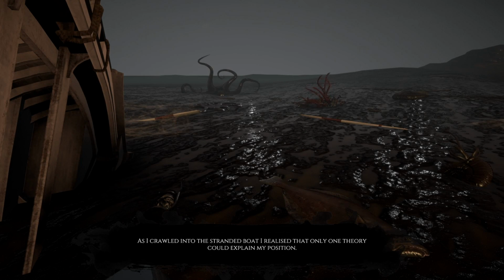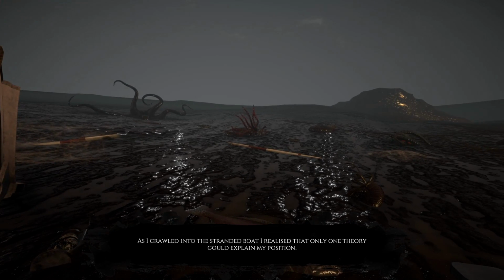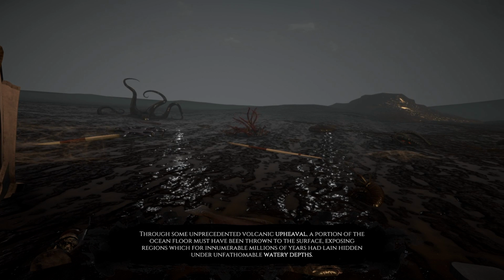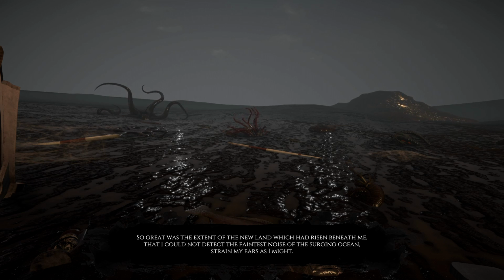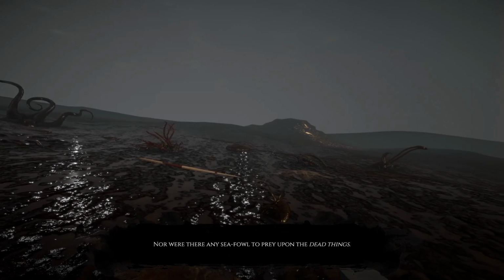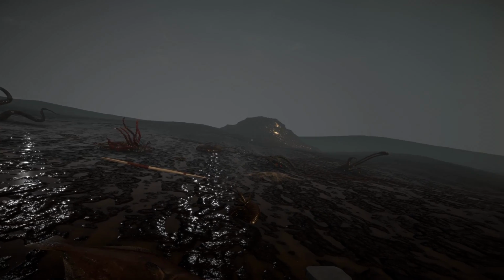As I crawled into the stranded boat, I realized that only one theory could explain my position. Through some unprecedented volcanic upheaval, a portion of the ocean floor must have been thrown to the surface, exposing regions which for innumerable millions of years had lain hidden under unfathomable watery depths. So great was the extent of the new land which had risen beneath me that I could not detect the faintest noise of the surging ocean, straining my ears as I might. Nor were there any seafowl to prey upon the dead things.